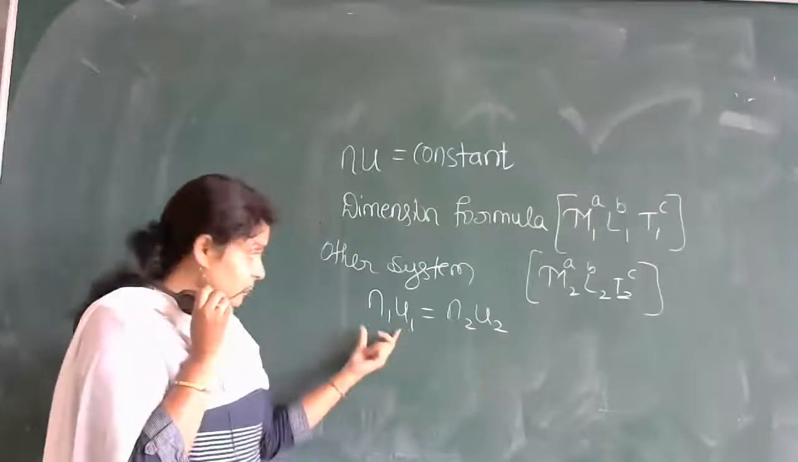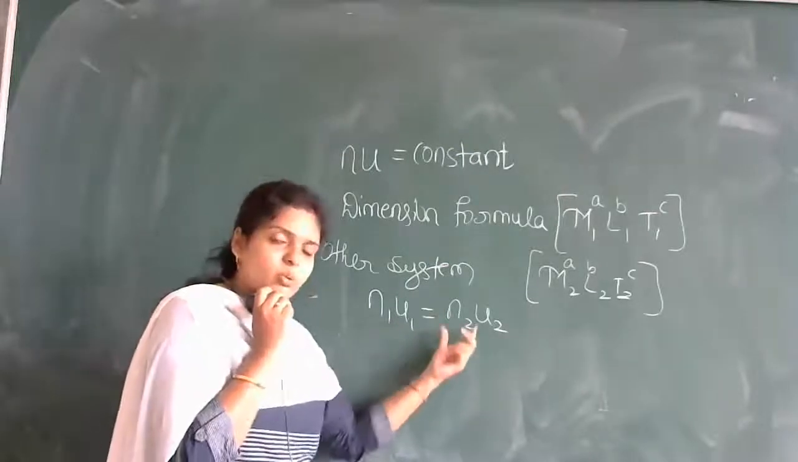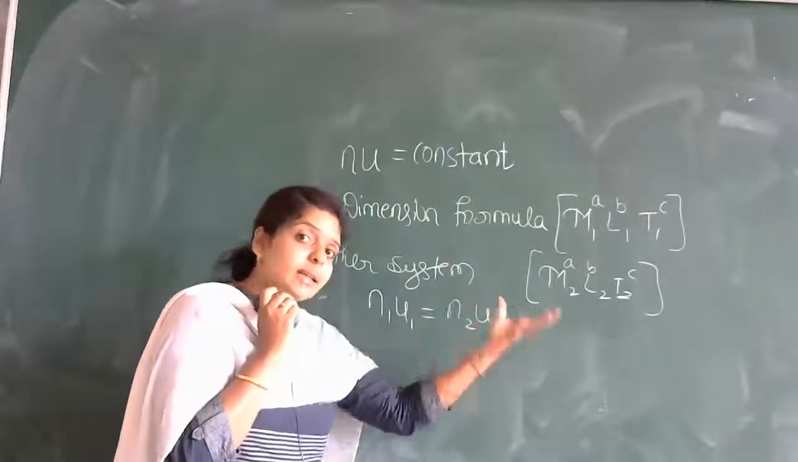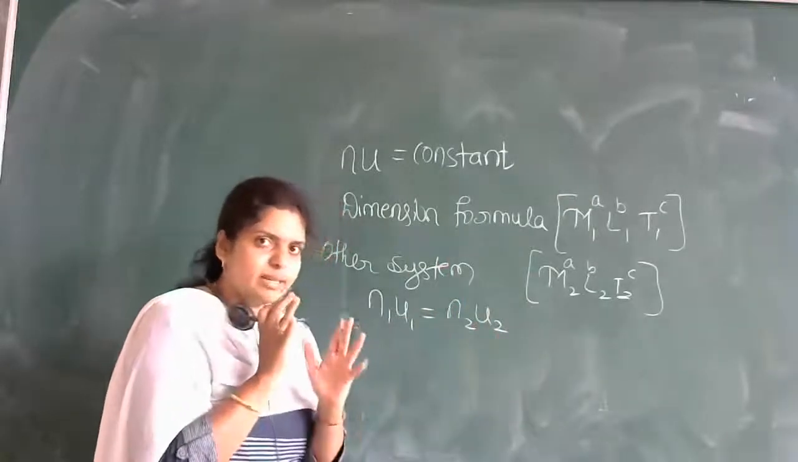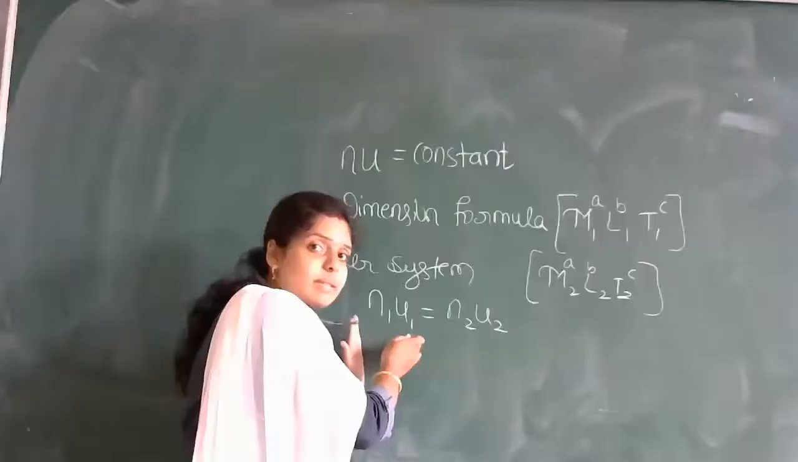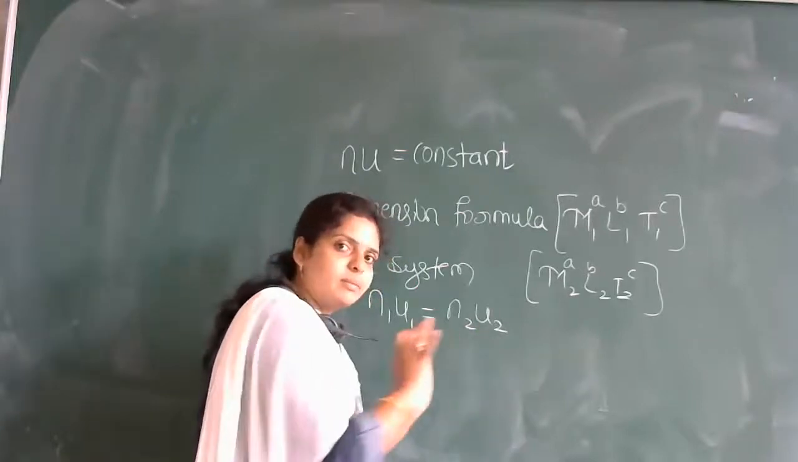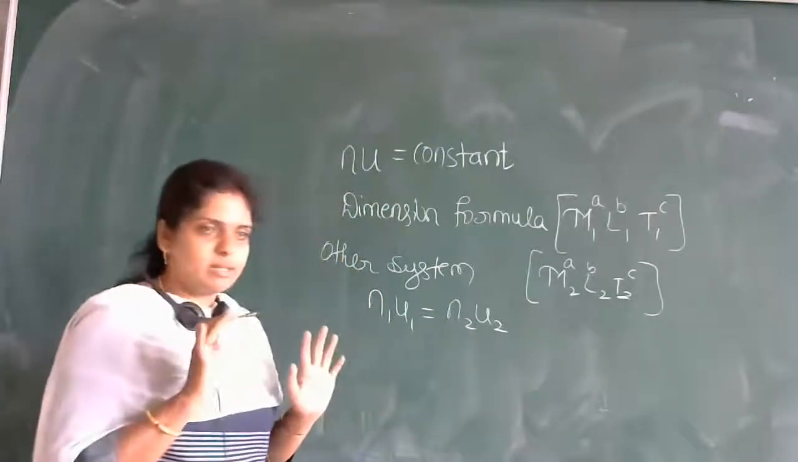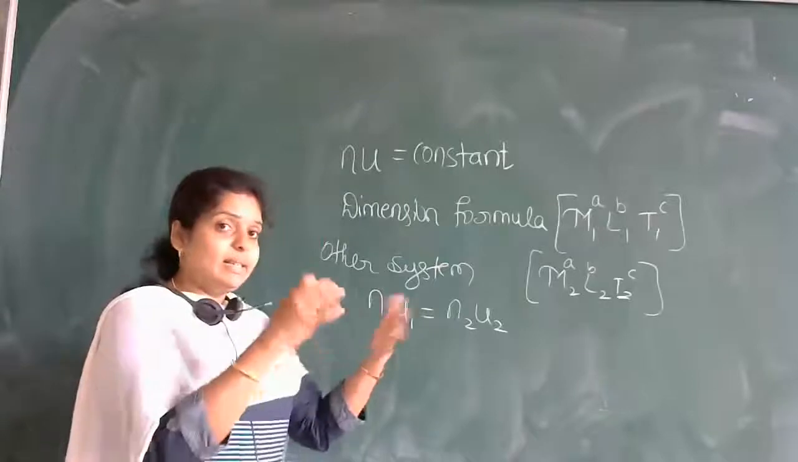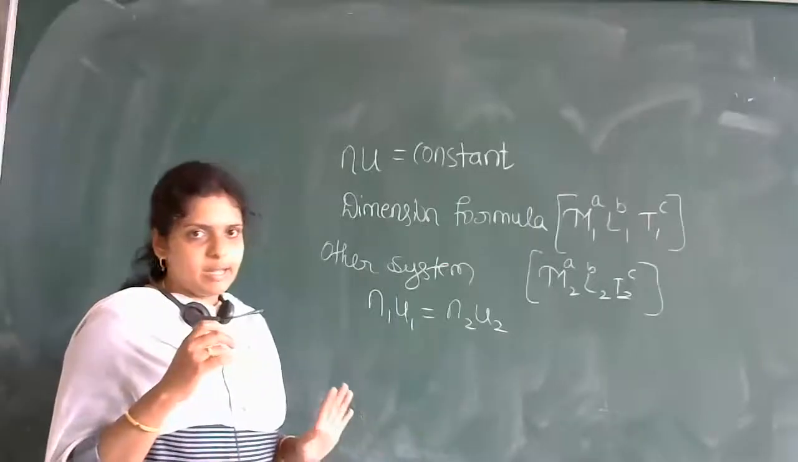मतलब एक सिस्टम का जो फिजिकल क्वांटिटी है, that is equal to the physical quantity in the other system. Same physical quantity. For example, mass in CGS unit is equal to mass in SI. That is the meaning of this given statement. Are you getting? When I take an example, that will be more clear to you. Just in general, first I am explaining, right?